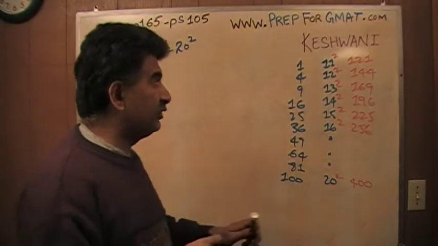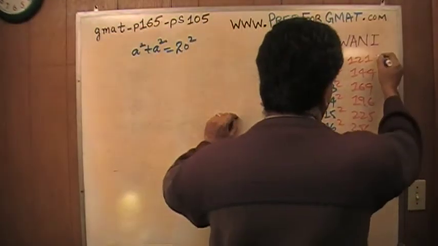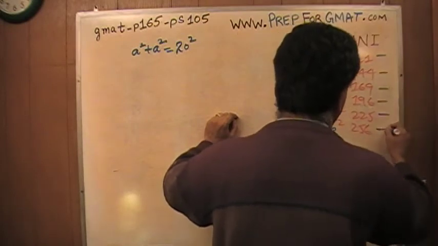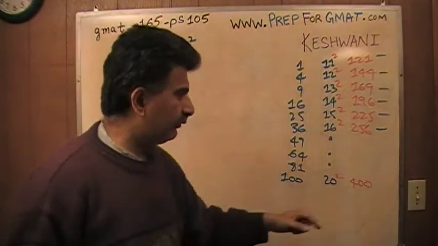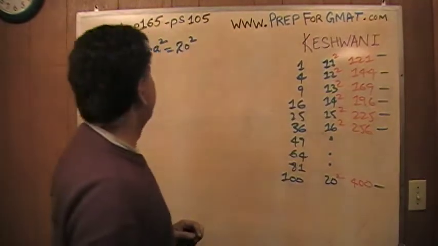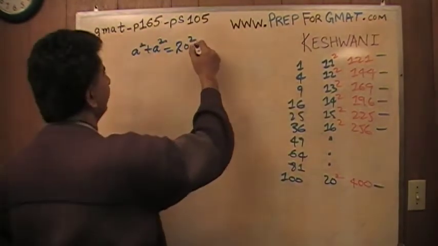So these are the ones that you have to memorize if you don't know them already. 1, 2, 3, 4, 5, 6 of these, and of course 20 squared. So this equals 400.